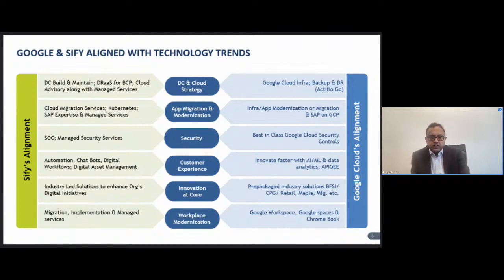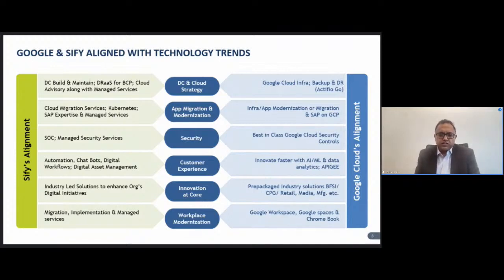Customer experience. I think no other organization on earth focuses on customer experience more than Google, right? They innovate continuously on AI, ML, and data analytics, and we all know Apigee, how important that particular service and solution is becoming. And if we bring automation, chatbots, digital workflows, or digital asset management along with it, along with the entire service management layer automated, it's a different experience that we build together, right?